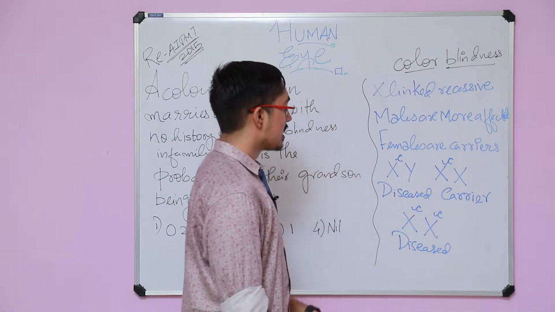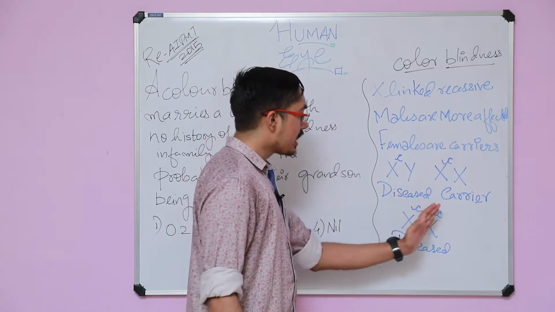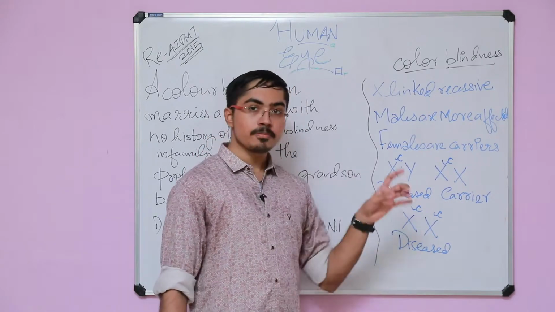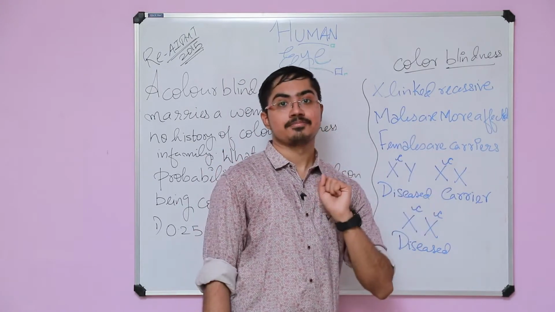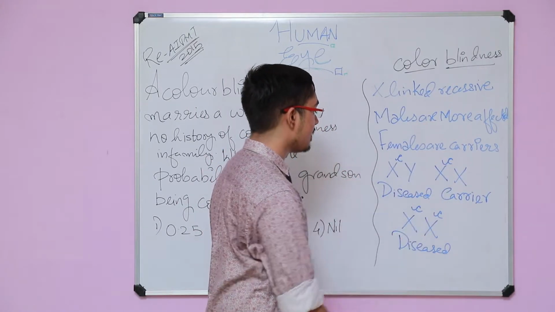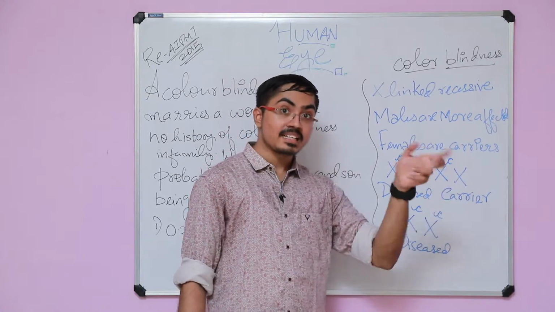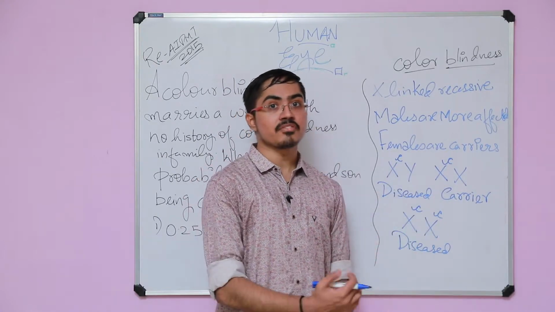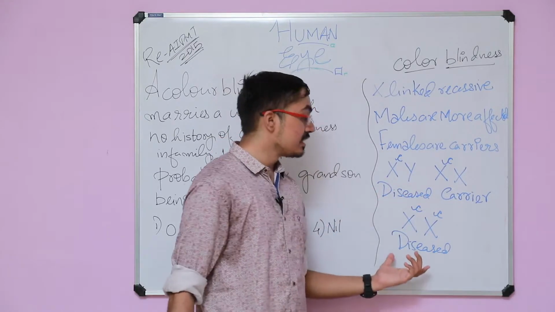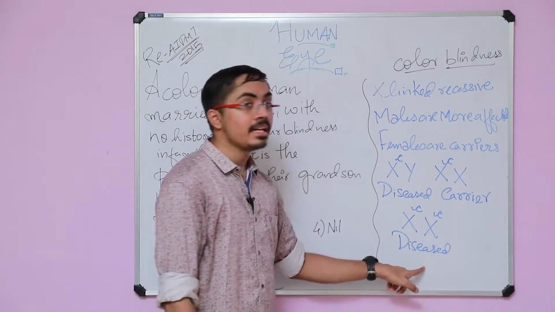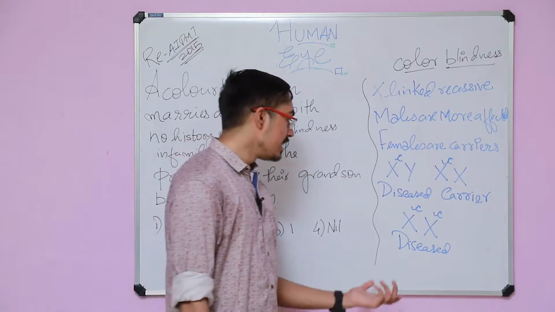When will she have color blindness? For a female to have color blindness, her father should be colorblind, and second thing, her mother should be at least a carrier. If the mother is colorblind, then definitely she will be having color blindness, but the mother should be at least a carrier of color blindness, and the father should be definitely colorblind. In that kind of a situation, there is a probability that this female will be having color blindness.